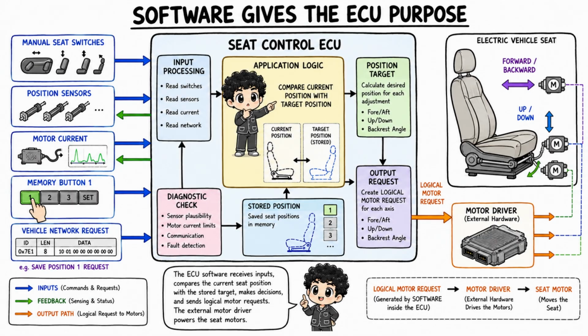At the center is application software. This contains the vehicle-specific behavior that gives the ECU its purpose. Consider an electric memory seat controller. The controller receives seat switch commands, position information, motor current feedback, and perhaps requests from another ECU through the vehicle network. It controls external motor drivers that move the seat forward, backward, upward, or downward. It may also save preferred positions and later return the seat to a stored setting.